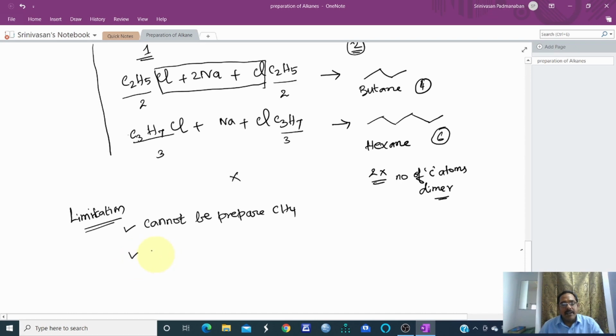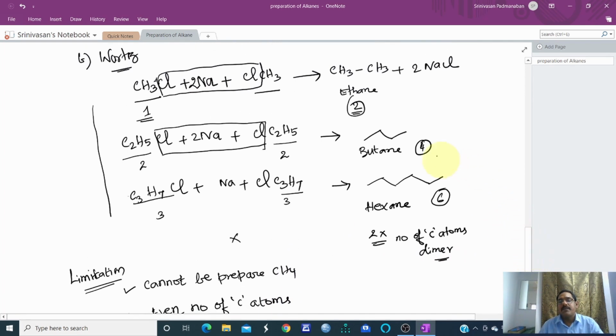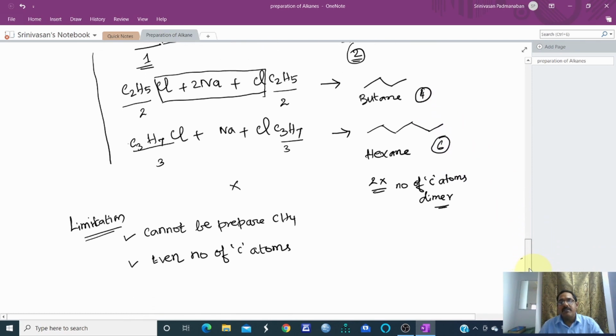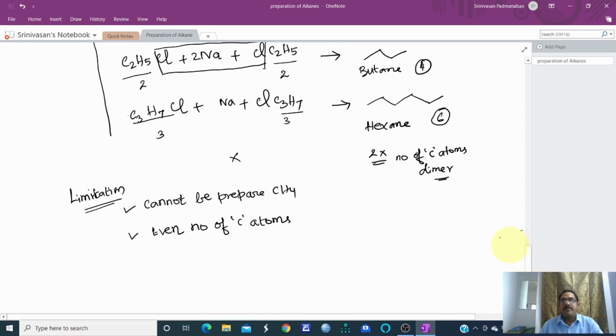The second limitation is we will be getting only an even number of carbon atoms as the products in the alkane. See from the first: the product is with 2 carbon atoms, the second is 4 carbon atoms, the third is 6 carbon atoms. Only 2, 4, 6, 8 will be formed. We won't be getting 3, 5, 7, those things. So an even number of carbon atoms will be formed.